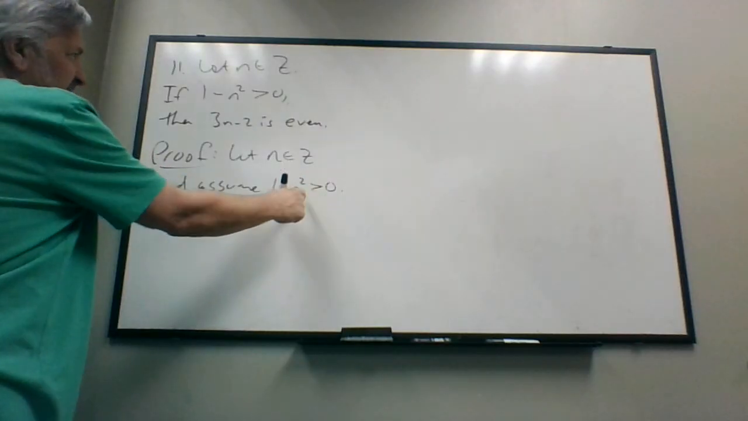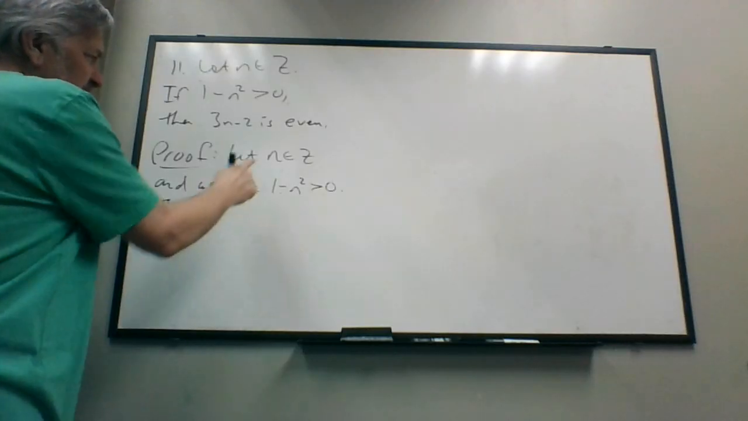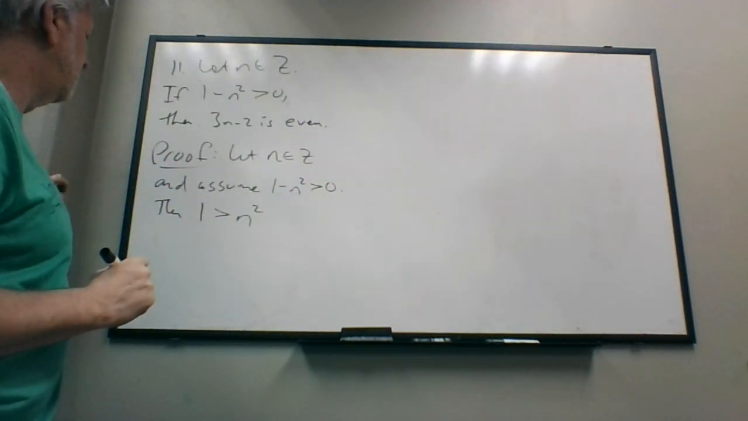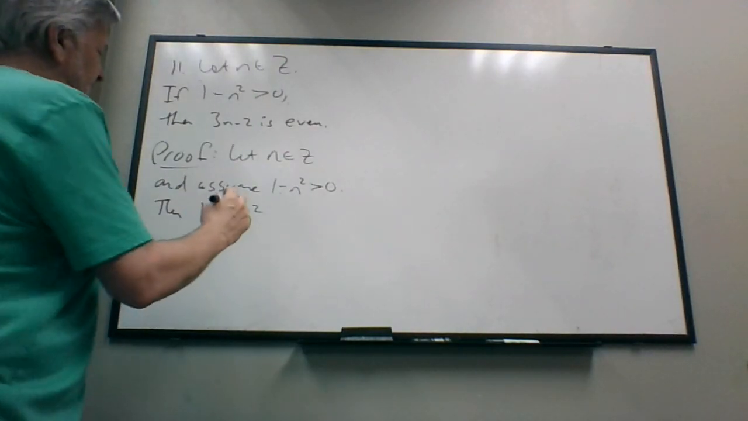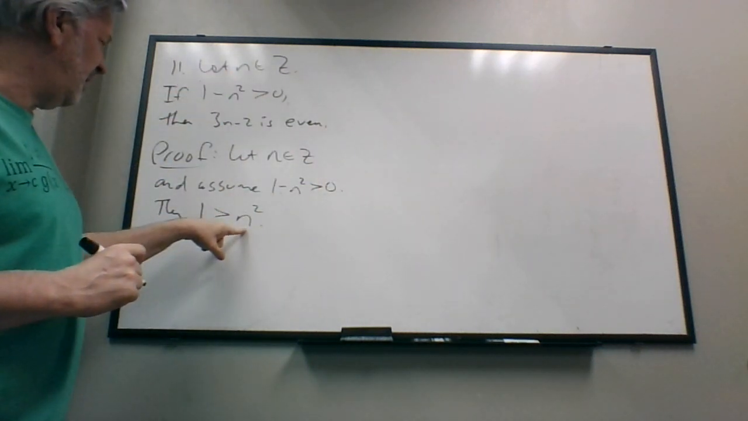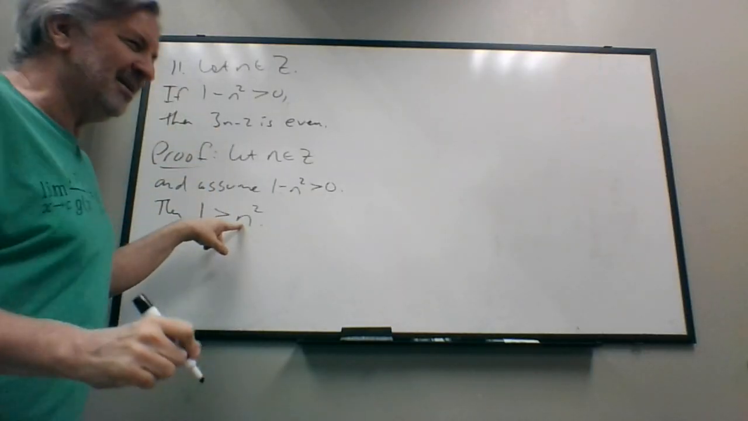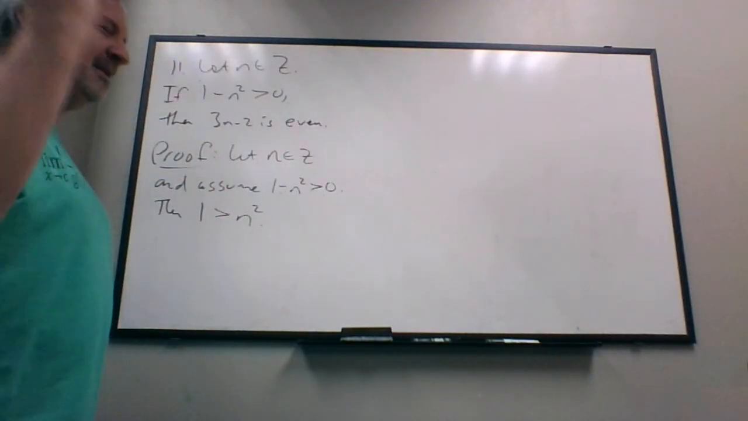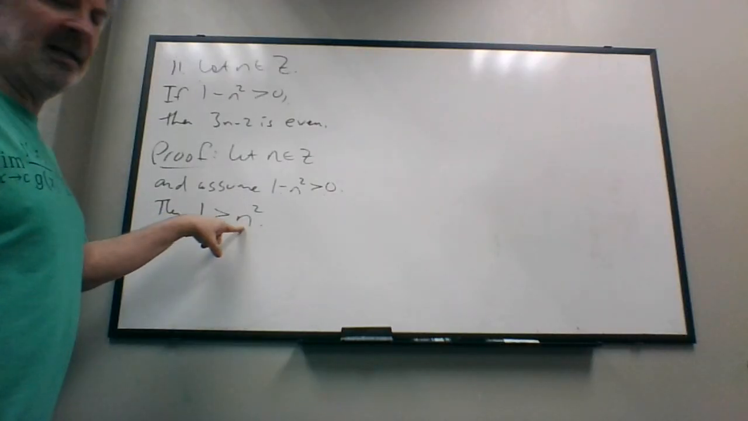Well, let's play around with this. I'm not even worried about the 3n minus 2 yet. If you add n squared to both sides, you'll get 1 is greater than n squared. Right, add n squared to both sides. Well, remember, n is an integer, not a real number. It's an integer, which is a real number, but it's not just any real number. Okay. Now, what integers satisfy n squared is less than 1?